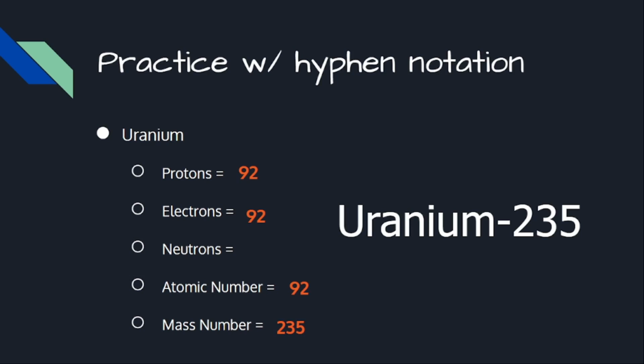Now, how do we find the number of neutrons? Well, we know that our total mass is 235. 92 of that comes from the protons, so we just subtract those to find the difference, and that's going to tell us that there are 143 neutrons.